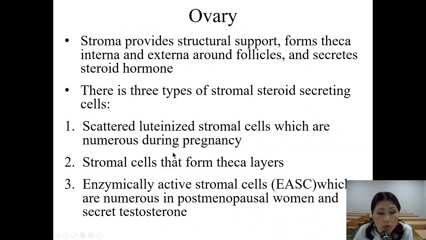Next is about the stroma. The stroma provides structural support, forms the theca interna and externa around follicles, and secretes steroid hormones. There are 3 types of stromal steroid-secreting cells: scattered luteinized stromal cells, which are numerous during pregnancy; stromal cells that form the theca layers; and enzymically active stromal cells, EASC, which are numerous in postmenopausal women and secrete testosterone.